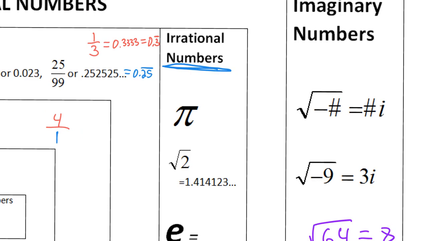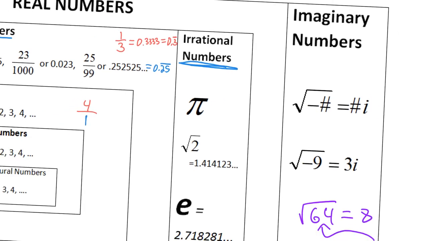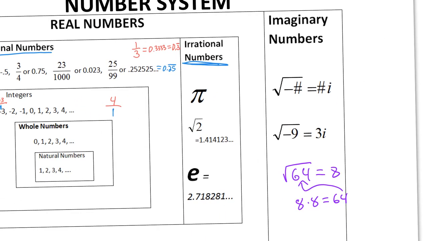Now, let's look at irrational numbers. Now, notice irrational, it has like a wall in between here. It's dividing, it's separating, right here, guys.